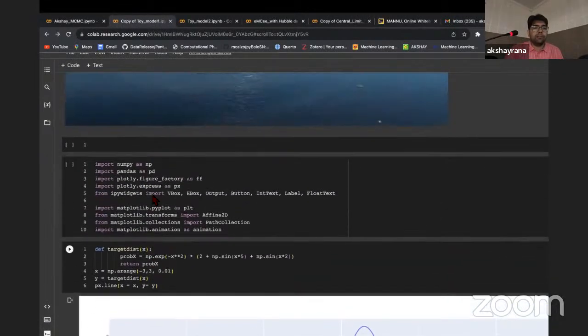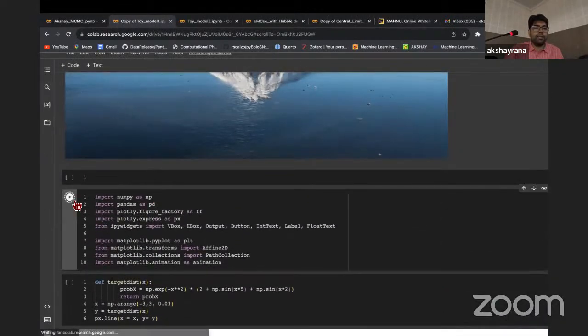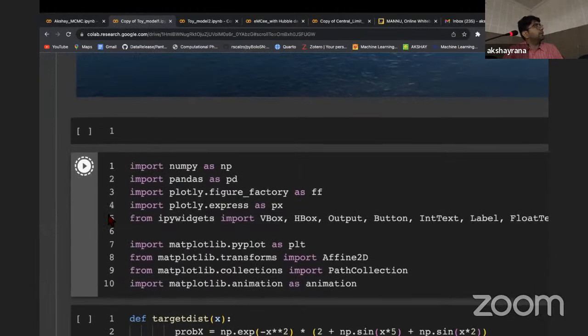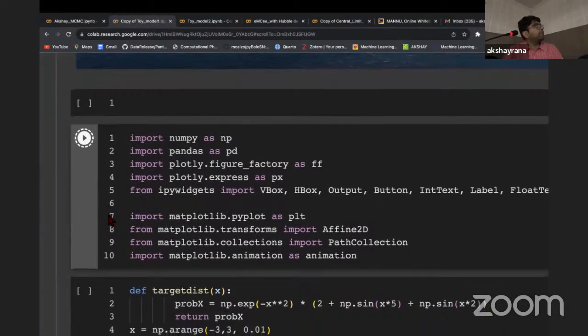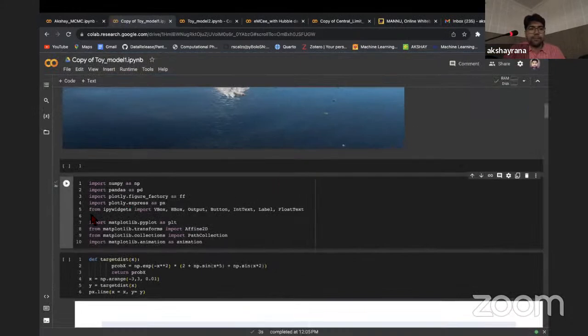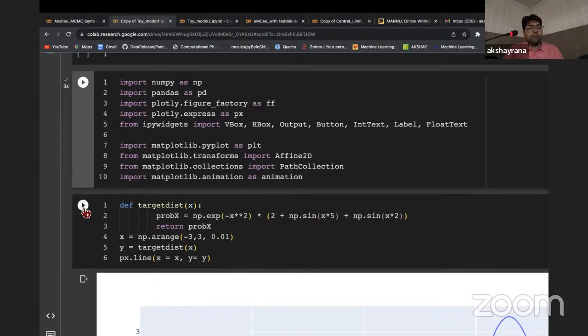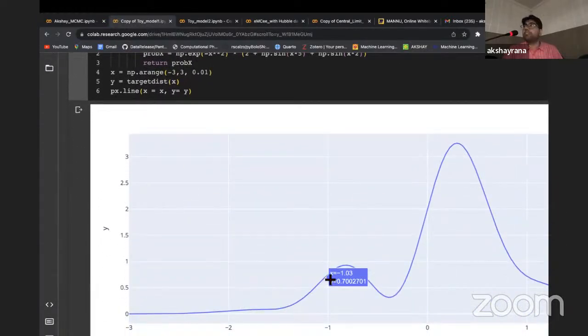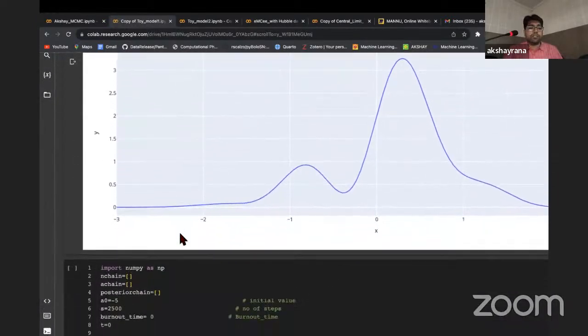Let me run all the libraries again. Okay, let's see. It's done. Then I'm going to plot my target function, the PDF that we have chosen. Let me show you the PDF again. The PDF is this one that we were considering, this probability distribution function.